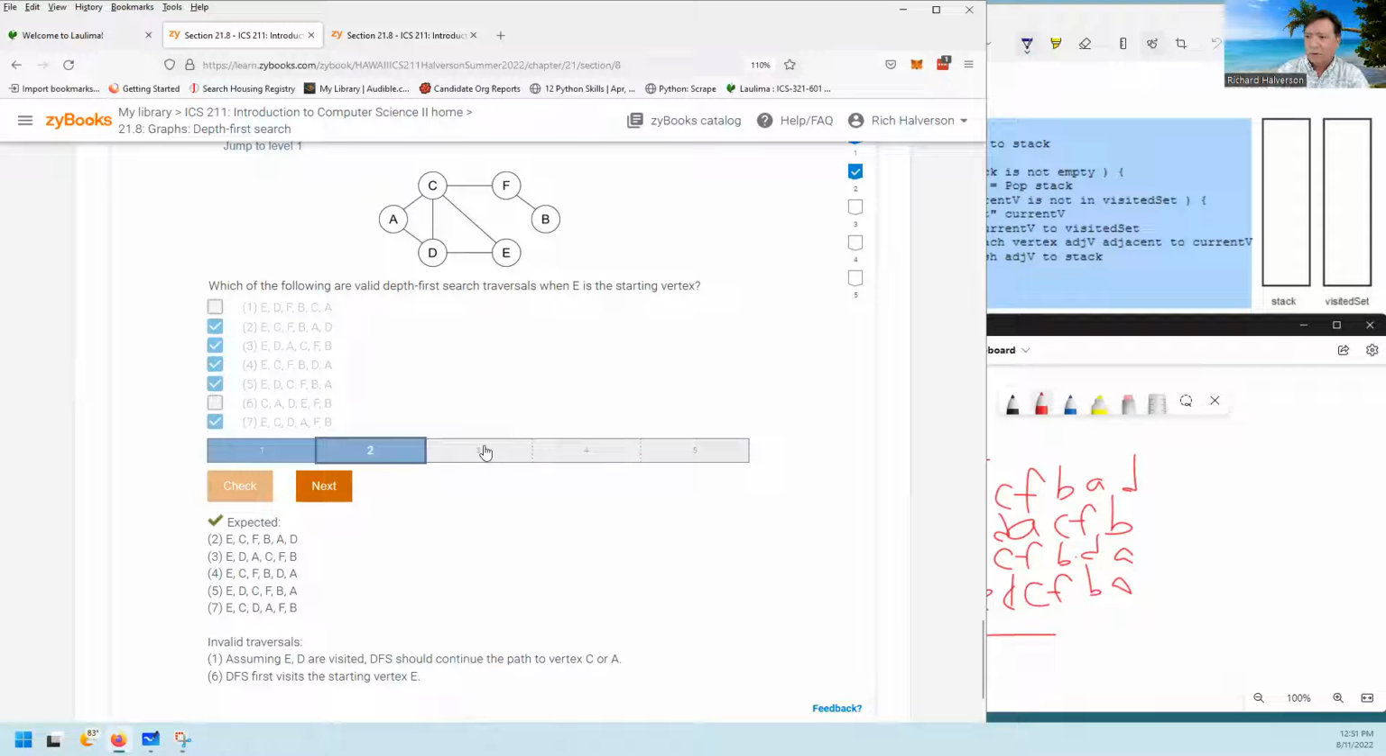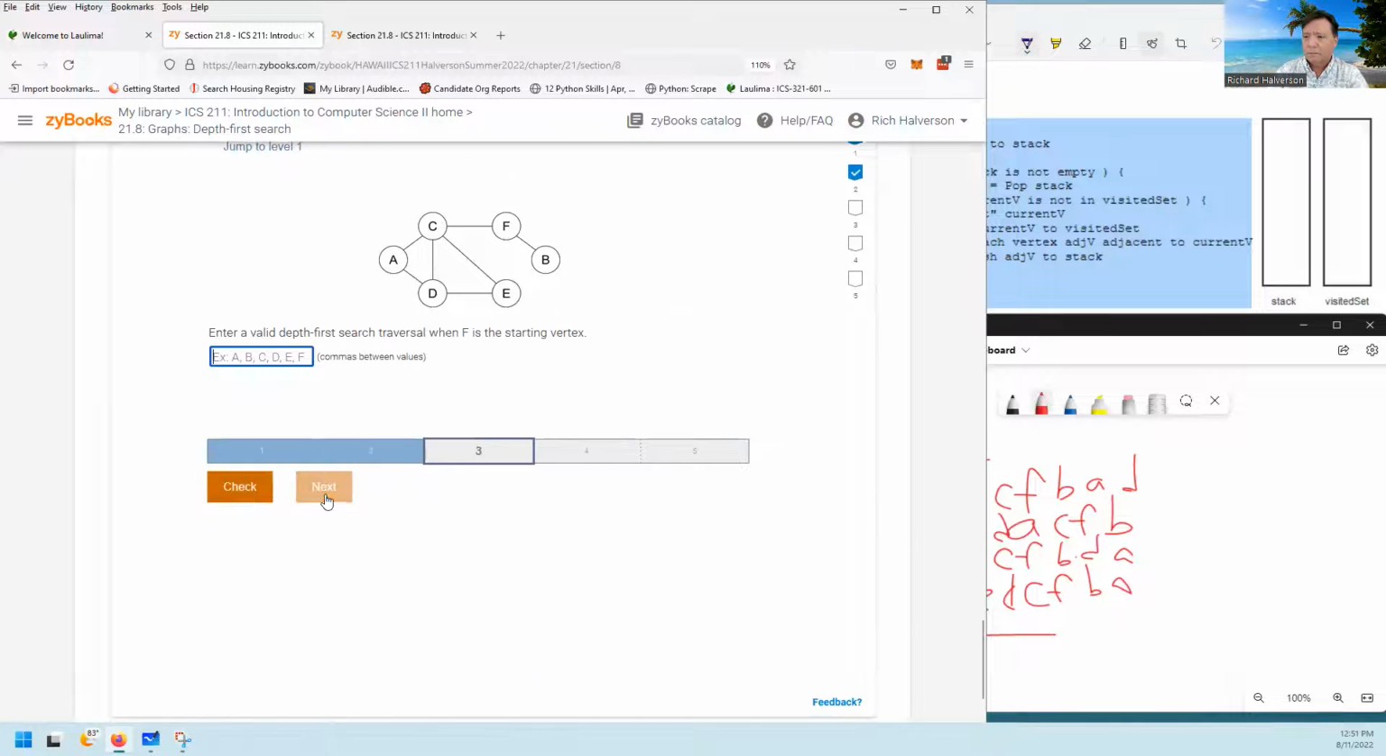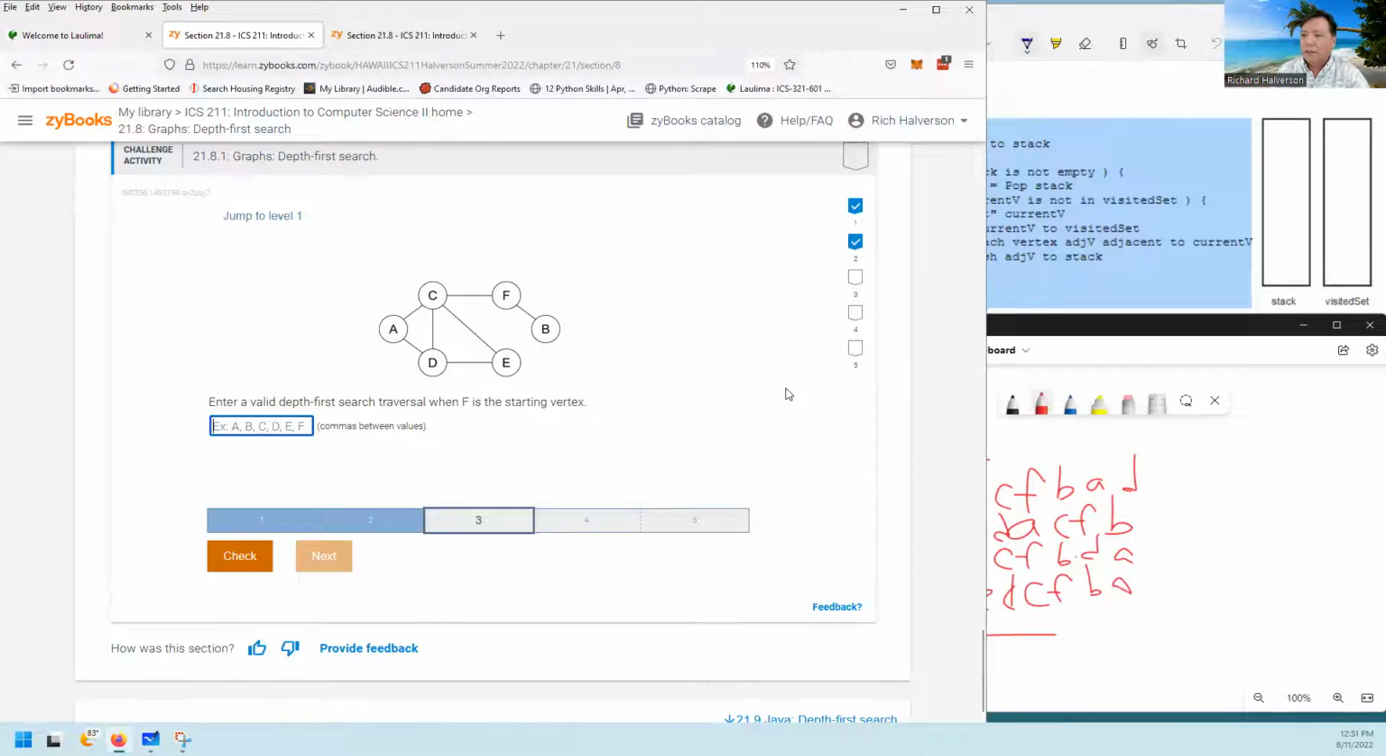Okay, let's do the 3rd one real quick. Next. Enter a valid depth first search traversal when F is a starting vertex. Well, this is easy. All right.